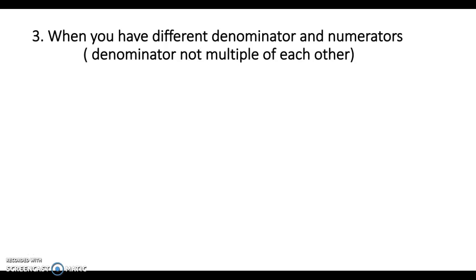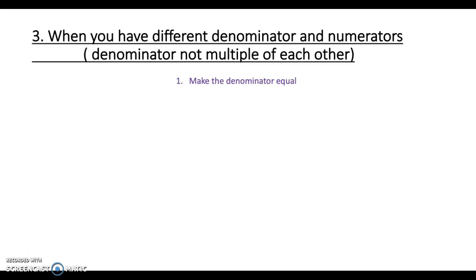Now see, this is our second video, when you have different denominators and numerators. In this case, you have to look whether the bigger denominator is a multiple of the smaller one. In this case, we have to make the denominators equal. How to make them equal? After that, you make the equivalent fractions for them, and then you compare. Now I have 1 over 2 and 2 over 5 to compare.